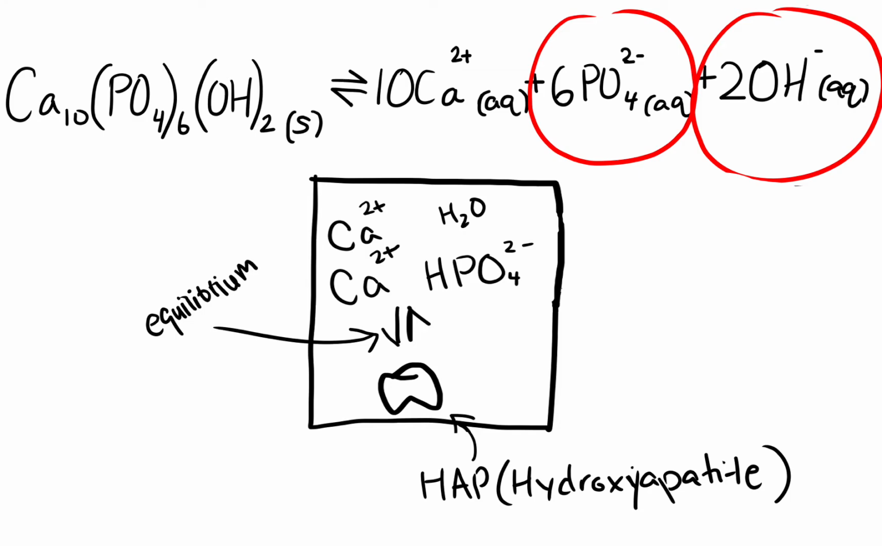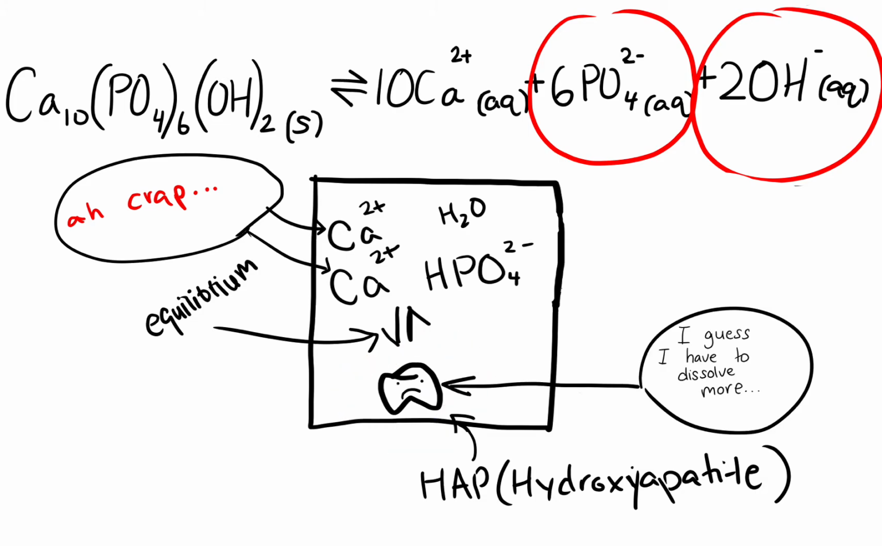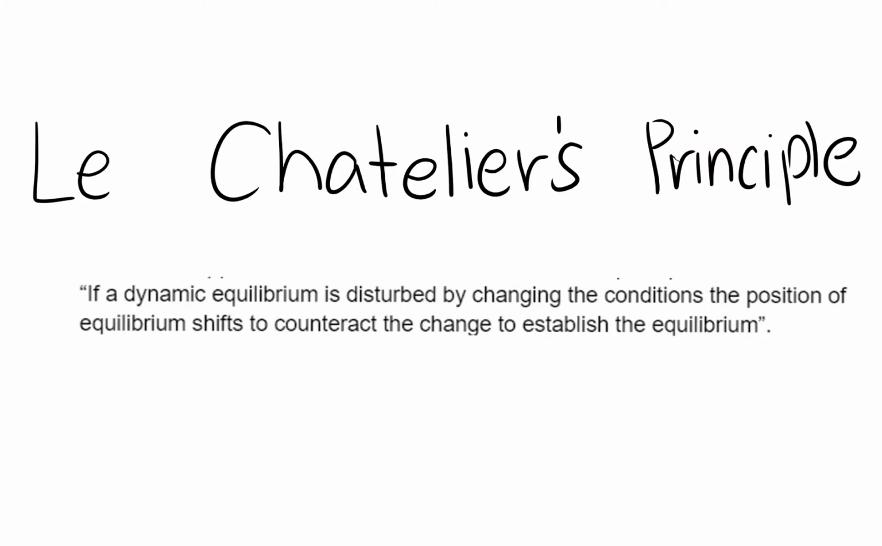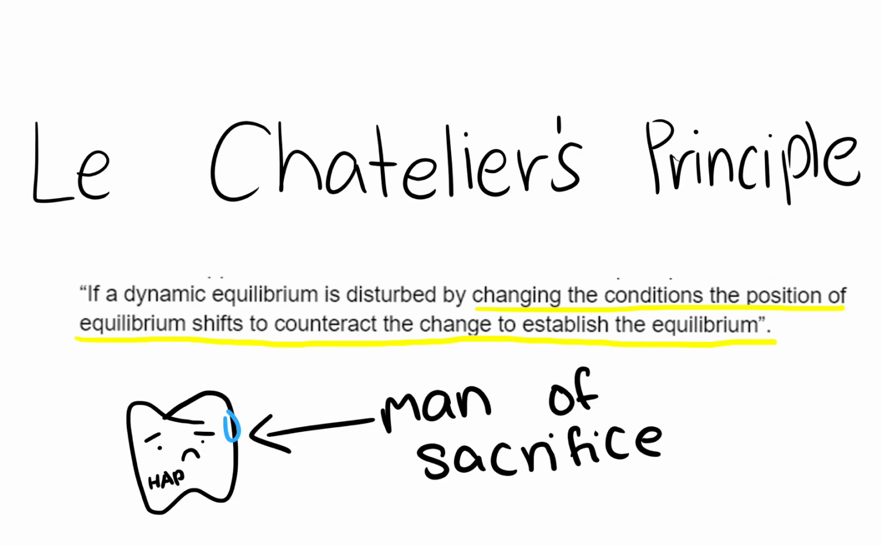Now, this causes calcium to basically panic. And no, calcium doesn't literally panic, but it results in the calcium ions not having the needed ratio between phosphate and hydroxide. Now, this results in the solid hydroxyapatite dissolving more of its material to fix the dynamic equilibrium, or fix the ratio in this case. And if we refer back to Le Chatelier's principle, this would be the part where it says changing the conditions, the position of equilibrium shifts to counteract the change to establish the equilibrium. And this whole wearing off motion presented by hydroxyapatite, or in other words, hydroxyapatite's sacrificial actions, is the process of tooth decay.